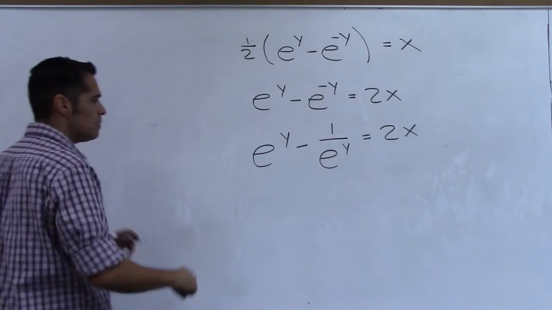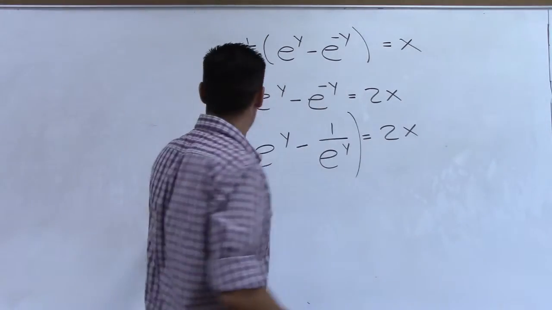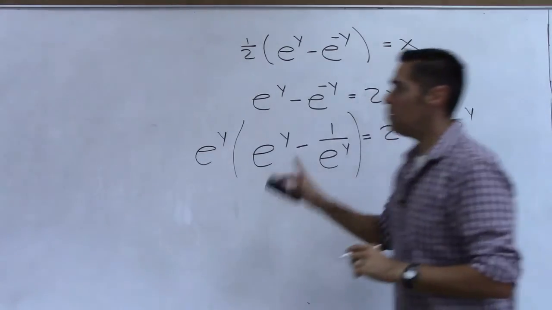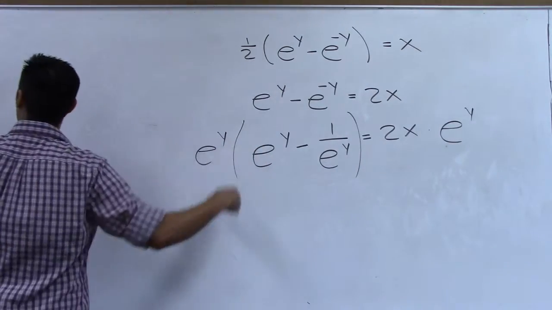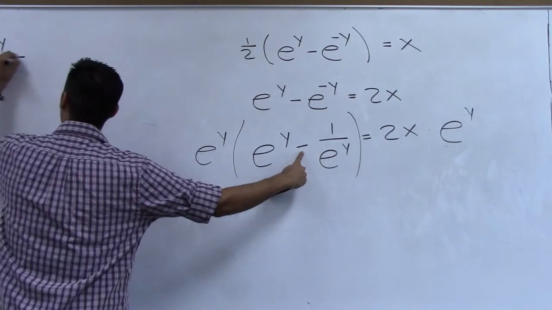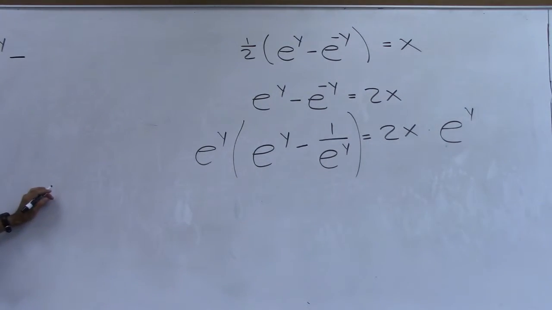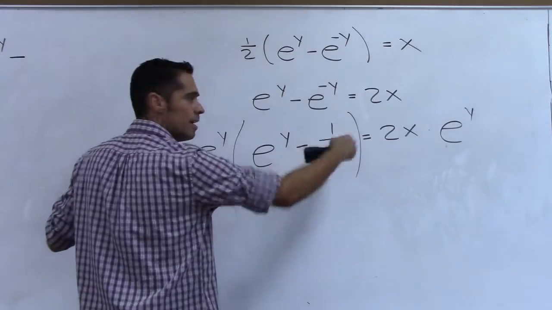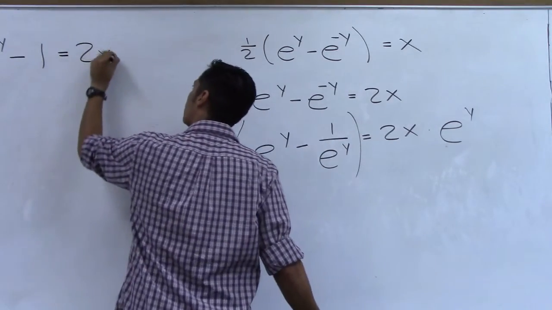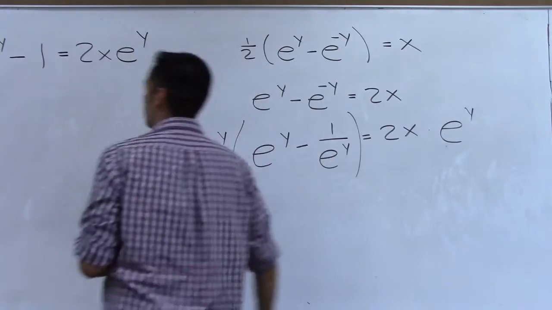So what happens when I multiply the left side by e to the y and then the right side by e to the y? So left side, what do I get? E to the 2y minus 1, right? Because this e to the y and that e to the y cancel out. 1 equals 2x e to the y. Okay.